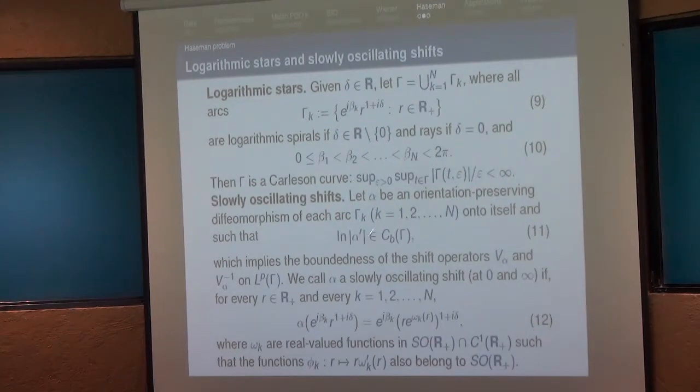Now we have slow oscillating shifts as before, but now the shifts act on each curve separately. So we assume that the logarithm of the absolute value is a bounded continuous function. This gives boundedness of the shift operators and their inverses. We call this shift slow oscillating at the points 0 and infinity if for every parameter r in such a set, we have the following condition. Here omega is a real valued, once continuously differentiable function, and this function is also slow oscillating.